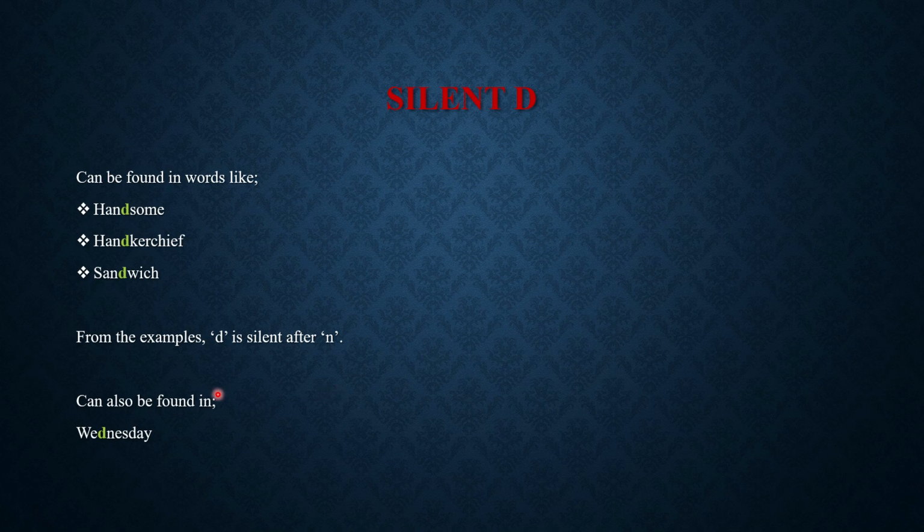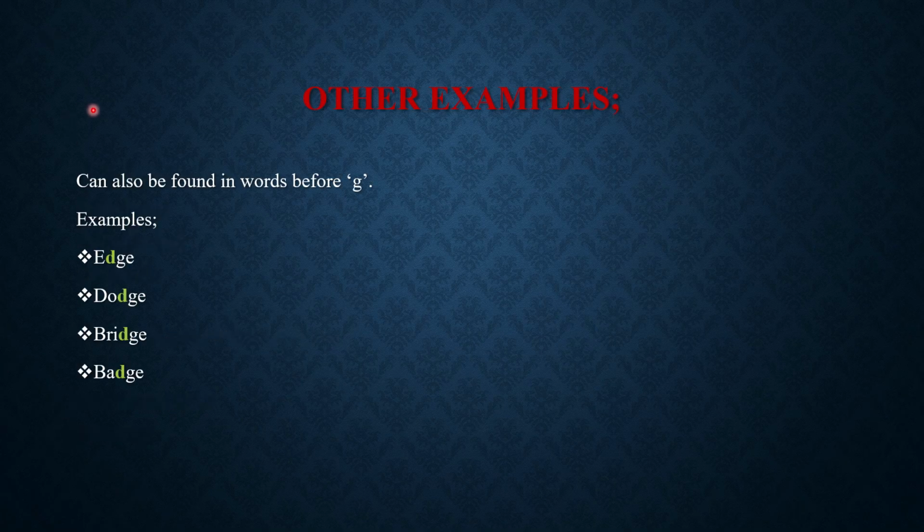Then we can also have other examples where letter D is silent after letter N. This is very common in this day. On Wednesday, on Wednesday. Wednesday has D coming out as a silent letter. Then another common area where we have letter D coming out as a silent letter, we find it in words where D comes before letter G.